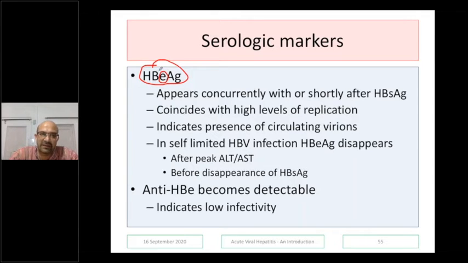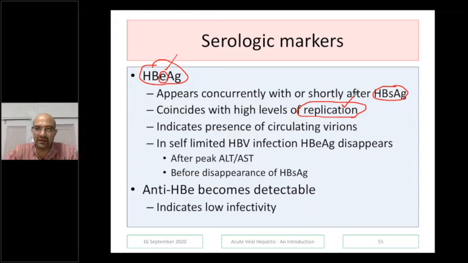So what happens to the hepatitis B E or the envelope antigen? It appears concurrently with or shortly after HBsAg. So as soon as the surface antigen comes, the hepatitis B E antigen also comes along with it. It coincides with high levels of replication. Now this is another MCQ question that you will often be asked in your NEET exams and your MLE exams, that if E antigen is present, it indicates replication.